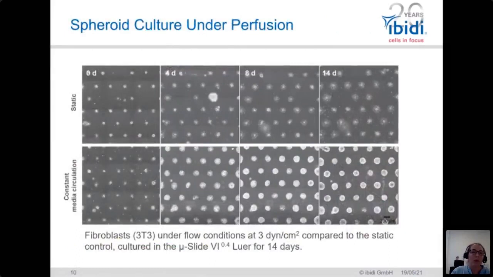Also in this case, the perfusion influences the speed of the spheroid growth. This is what we found. In the top images here, the spheroids were cultivated under static condition, and in the lower panel under constant media supply. And also here, the spheroids are more compact and stable compared to the static condition.